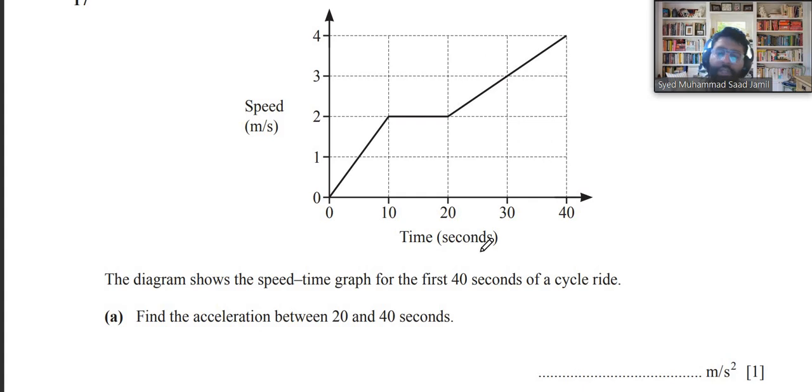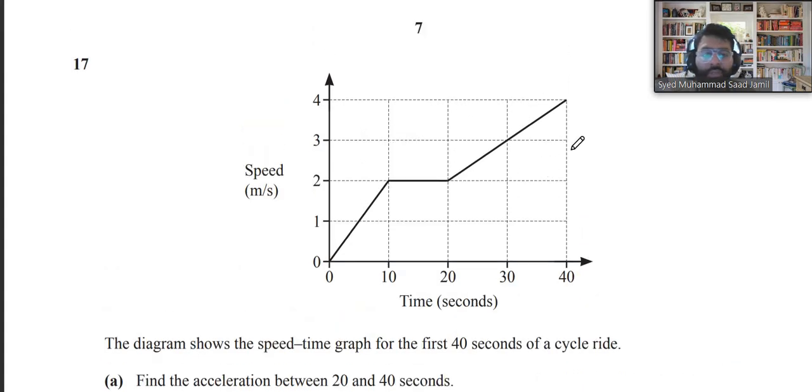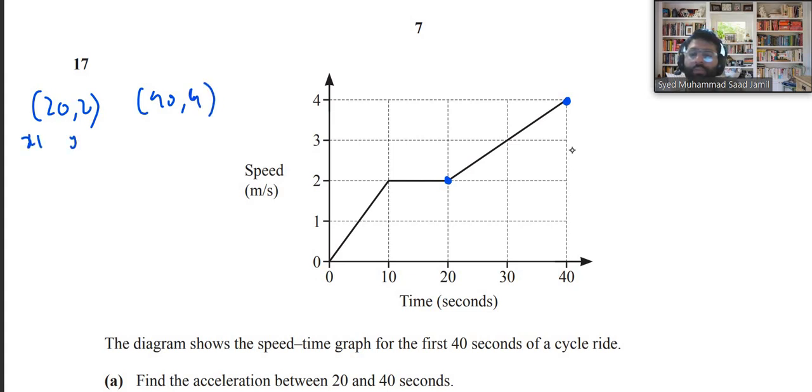It says the diagram shows the speed time graph for the first 40 seconds of a cycle. Find the acceleration between 20 and 40 seconds. Look, acceleration between these 2 points. Acceleration basically means your gradient. So you will take this point, it becomes 20, 2, and you will take this point which is 40, 4. x1, y1, x2, y2.